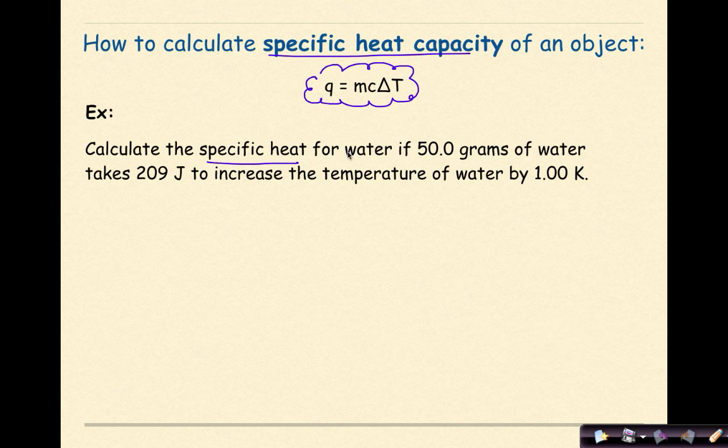Calculate the specific heat for water if 50 grams of water takes 209 joules to increase the temperature of water by 1 Kelvin. So nice simple question for us here. So we're going to do Q equals MC delta T. Always good to write your formula out first. We have 209 joules, which is going to represent our Q. Our mass here is 50.0 grams of water.